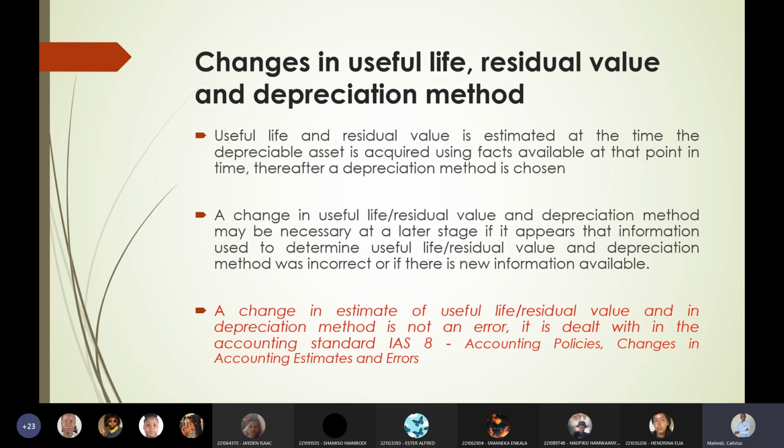So in future, if it becomes apparent that the policy, the depreciation method, or the useful life that was chosen was incorrect, you're allowed to change the depreciation method. You're allowed to change the useful life or residual value. A change in the estimate of useful life or residual value and in the depreciation method is not an error. It is dealt with in the accounting standard IAS 8, changes in accounting policies, changes in accounting estimates and errors. That's the standard that deals with changes in estimates, IAS 8.